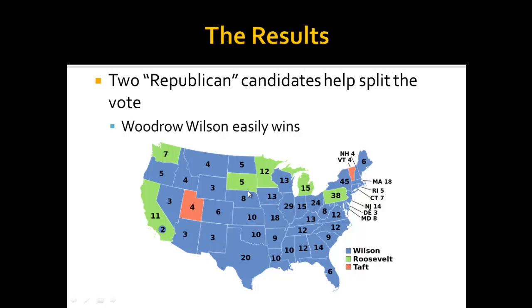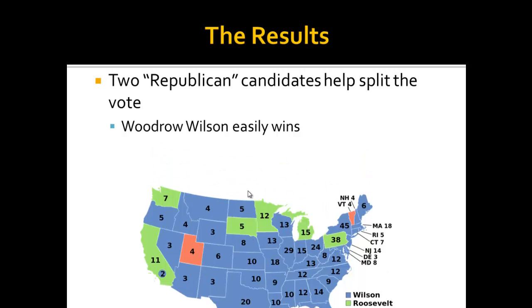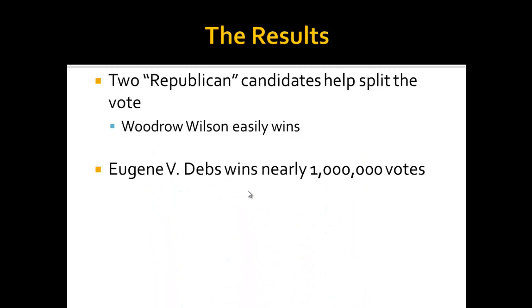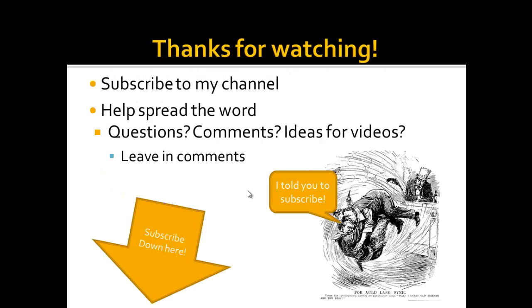You'll see here that Roosevelt wins the electoral votes of several states. Taft only wins the electoral results of 2, and Wilson gets everything else. So Wilson becomes president even though he only had about 40% of the popular vote. The reason why is because Roosevelt and Taft split votes. Eugene V. Debs wins nearly 1 million votes, and this shows that socialism is a growing force during this time in 1912, and he'll actually continue to run in the future as well.